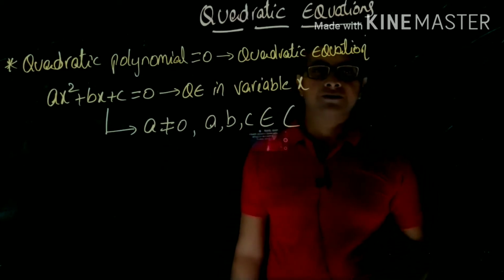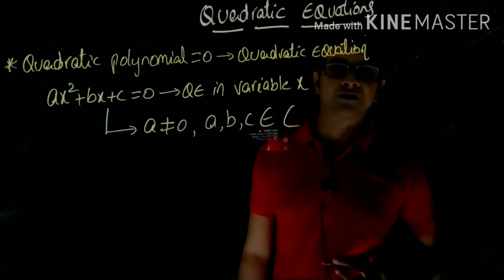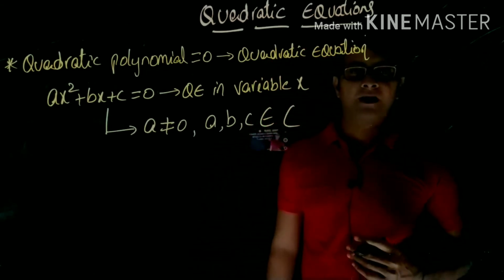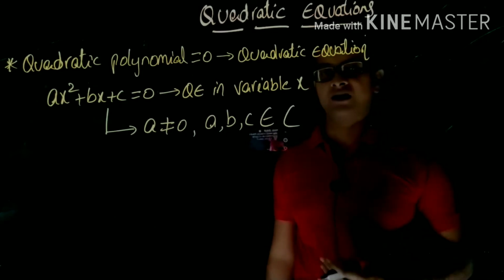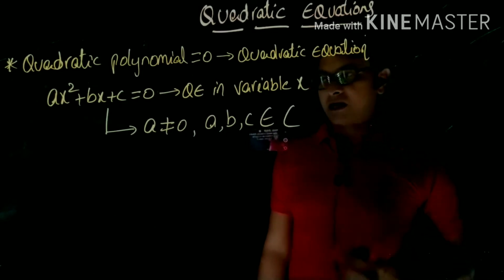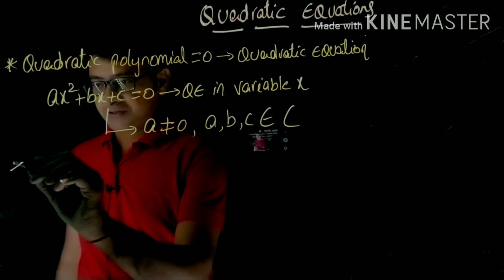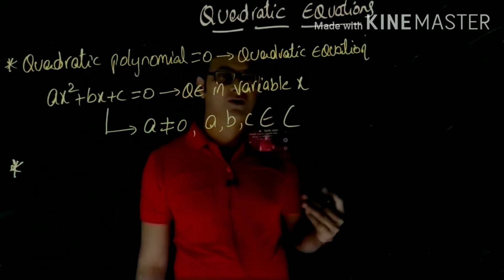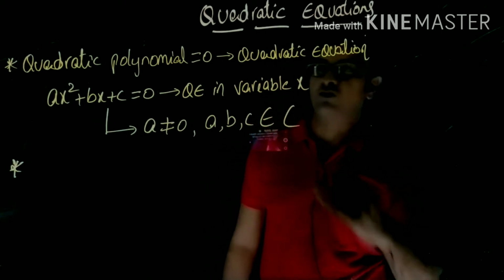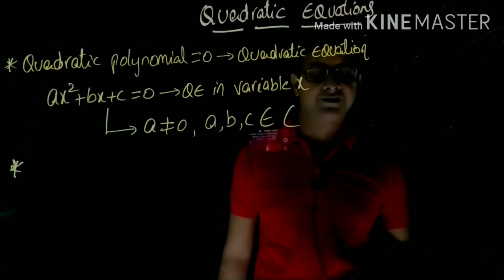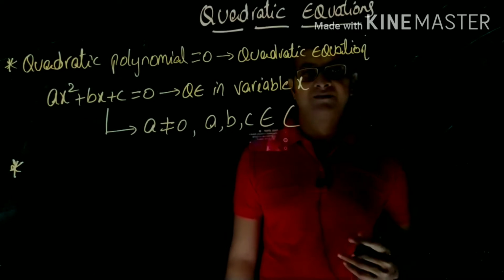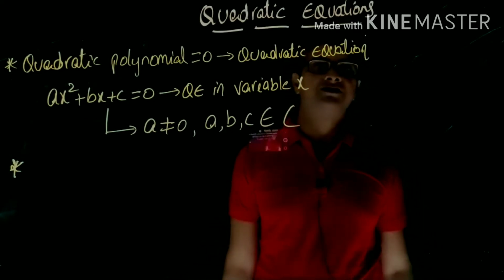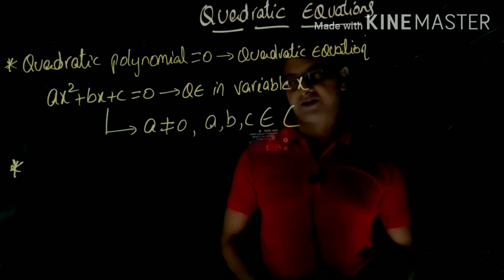Here we are able to classify the quadratic equations as complete quadratic equation, incomplete quadratic equation, and pure quadratic equation. The pure quadratic equation is the one where the coefficient of b should be equal to 0, and at the same time, if either b or c is equal to 0, we will call it an incomplete quadratic equation.